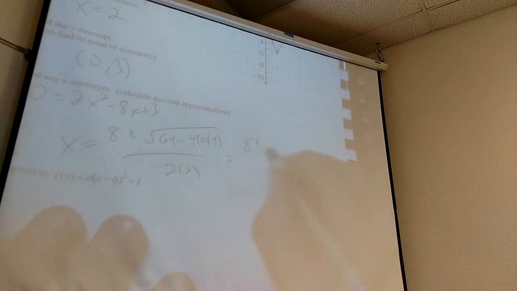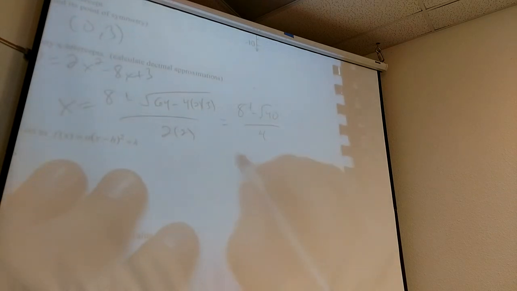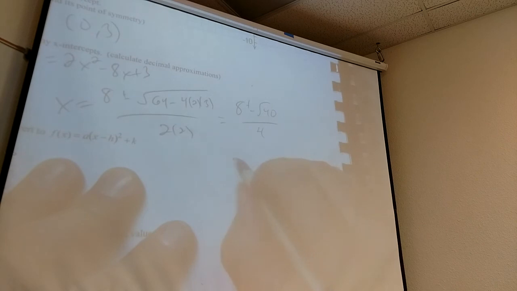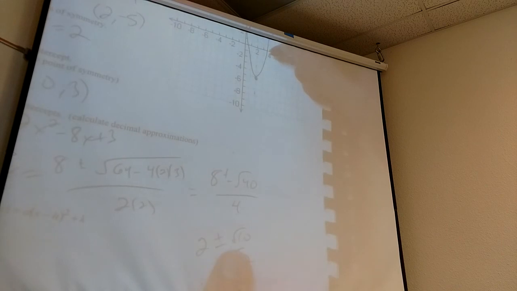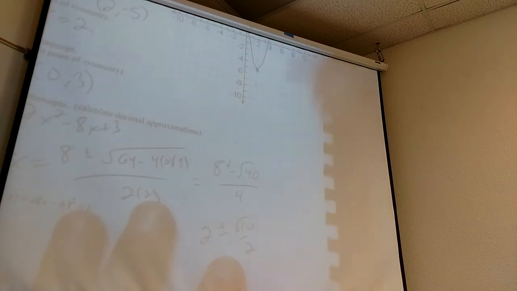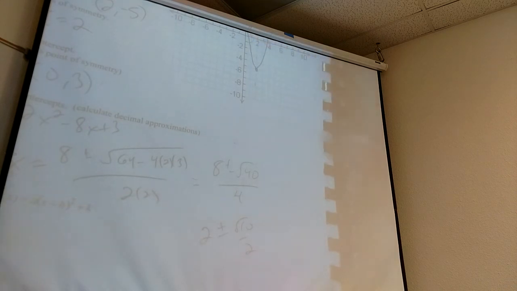You get 8 plus or minus the square root of 64 minus 24, which is 40, all over 4. I'm just going to do some magic here real quick. The square root of 40 is the square root of 10 times 4, which is 2 rad 10, divided by 4. So it's 2 plus rad 10 over 2 and 2 minus rad 10 over 2. That's those two points. If you threw this into a calculator, the decimal approximations would come out to about 3.7 and 0.3, close to where we drew these.